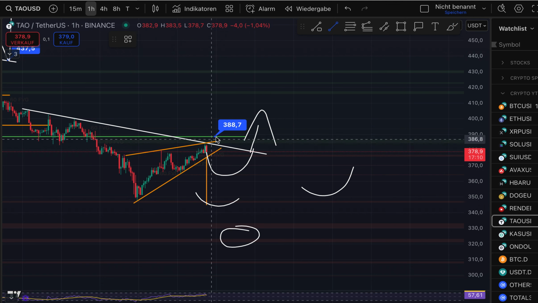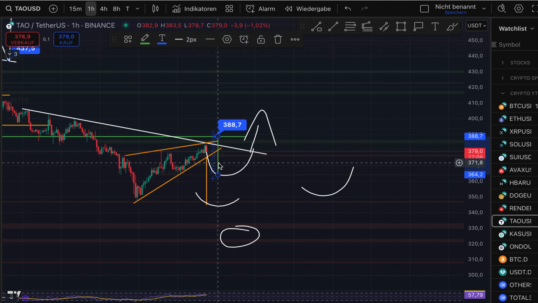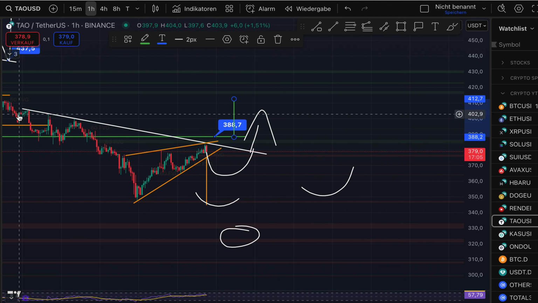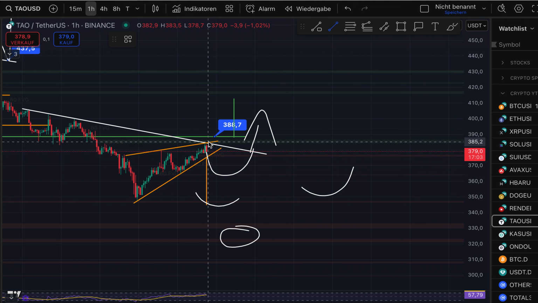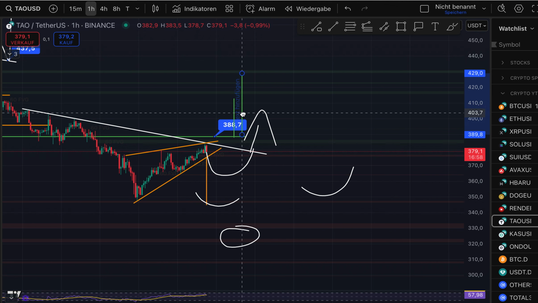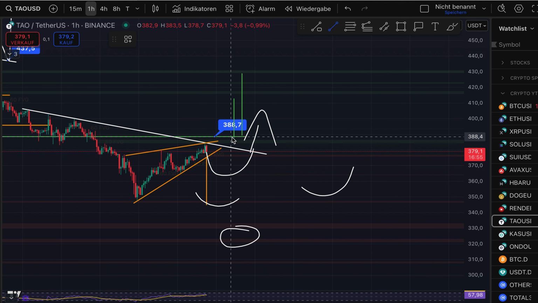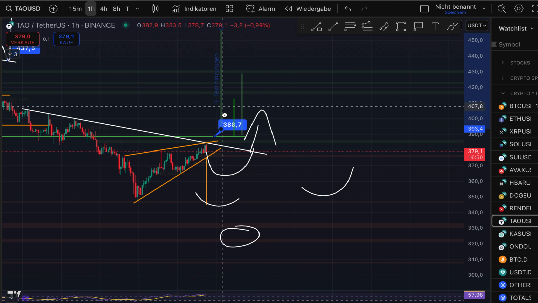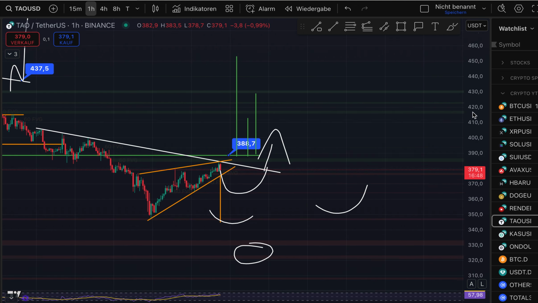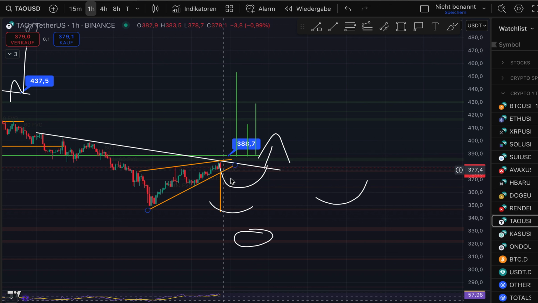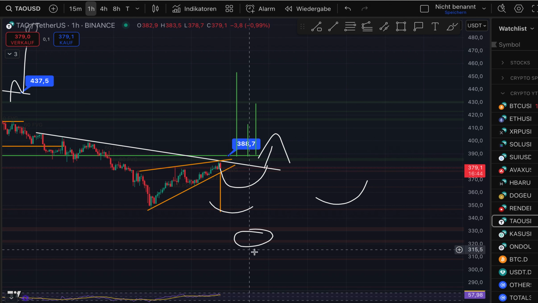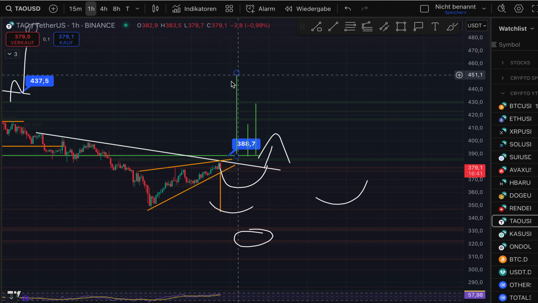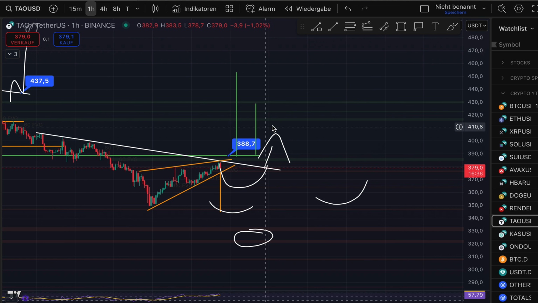So the target of the inverted head and shoulders formation, we would put it like here. The target of the double bottom pattern is going to be something like this. And the target of the head and shoulders formation can even be, in the most bullish case, like this. So afterwards, we just have to think about what is going to happen, where we get our low, and then we can actually get an orientation where the price is going to go afterwards.